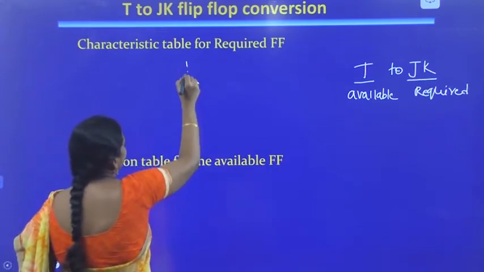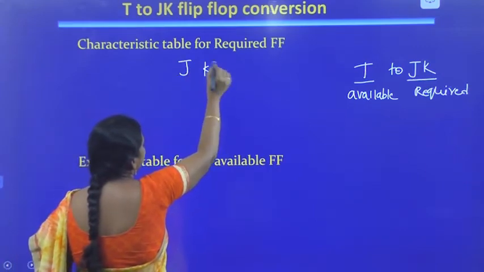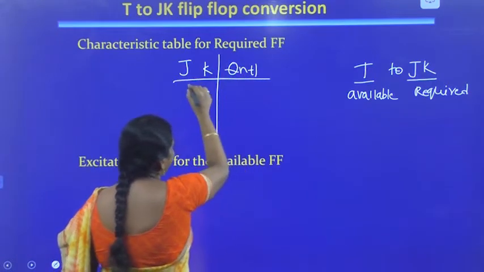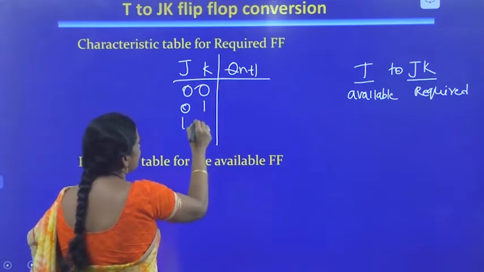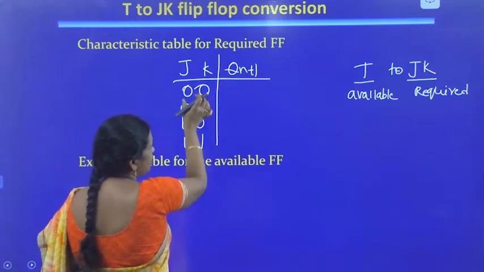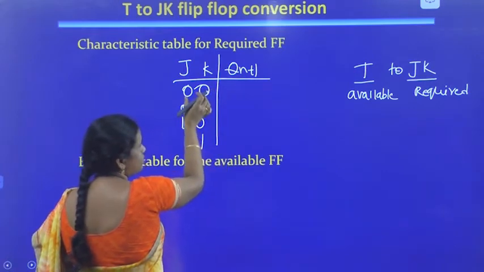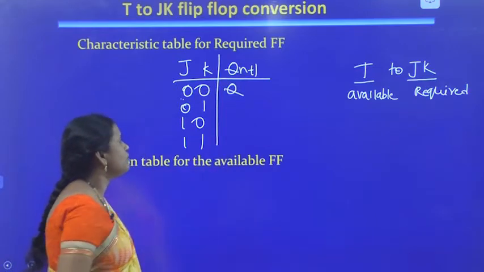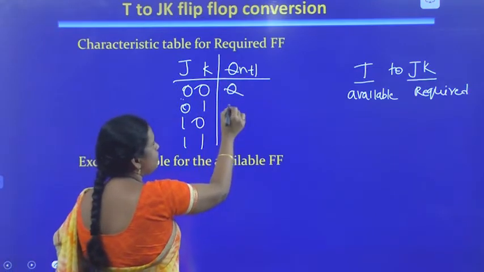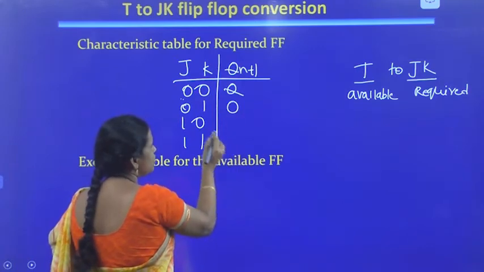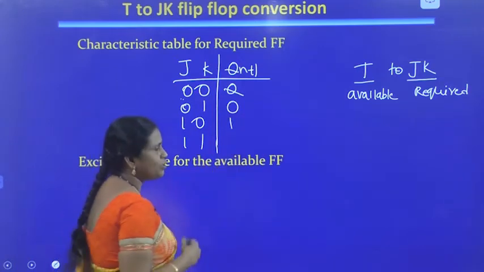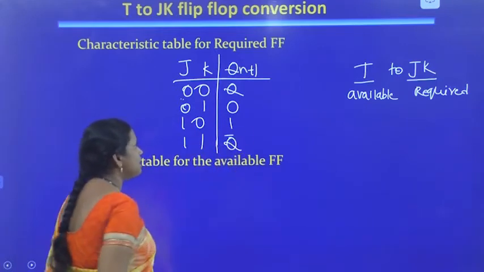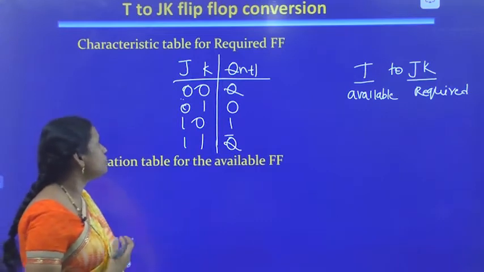For the characteristic table we will start with the flip-flop inputs JK and then Qn plus 1. So we will write 0 0, 0 1, 1 0 and then 1 1. For JK as 0 0, whatever the value of Q, it is going to be the same. That means we have a memory. For 0 1, whatever the value of Q, it is going to be reset. For 1 0, it is always going to be the set condition. And for 1 1, the Q is going to be the Q complement. So this is the characteristic table of the JK flip-flop.